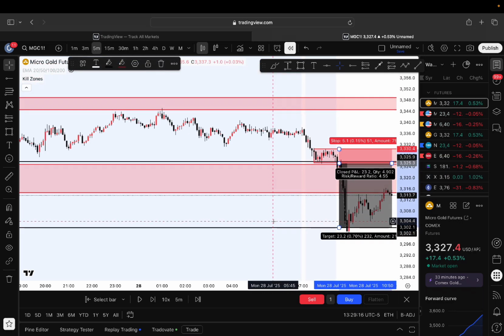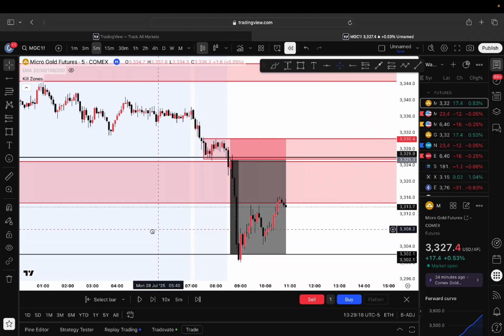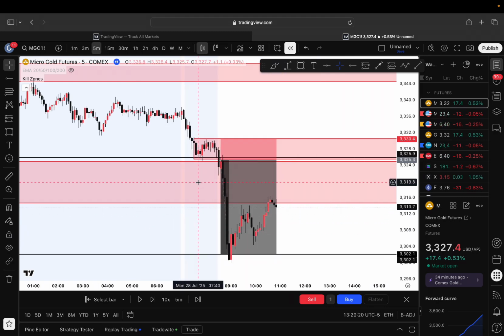But other than that, that is basically our trade. What we want to do is mark our daily low and daily high, find where price is bouncing off of, and find any supply or demand setups. We also want to see if there's a gap in between our setup.